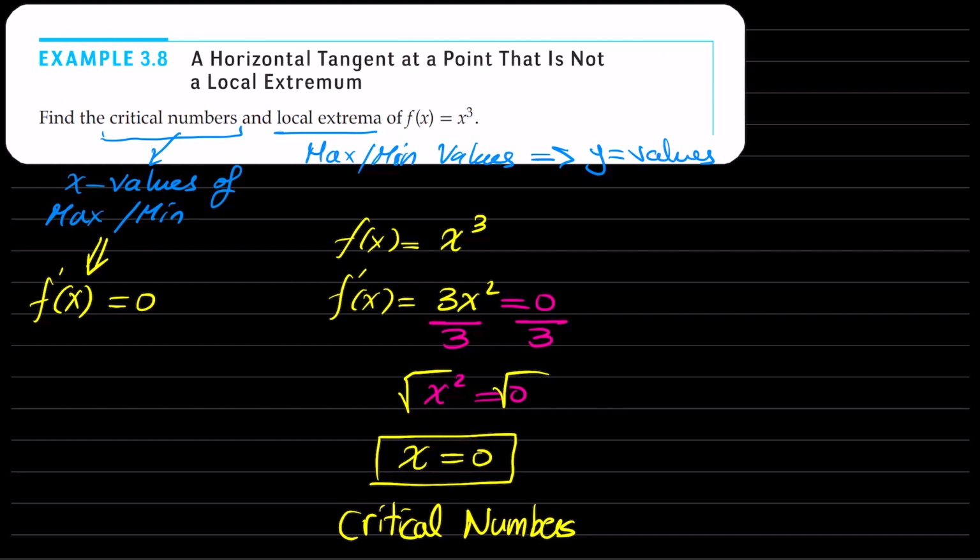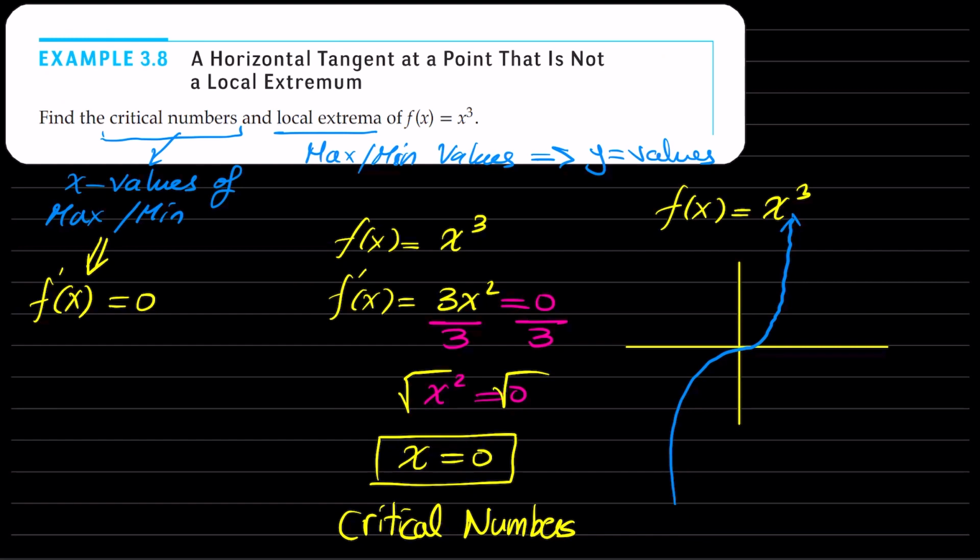But we know that f of x equals x cubed has the following graph. So the graph is coming like that. So this is the graph of f of x. If we look here at point 0, there is a horizontal tangent. Somehow it's a horizontal tangent.